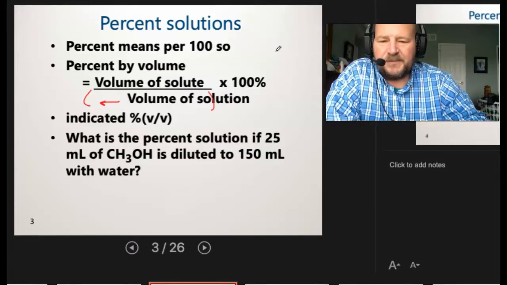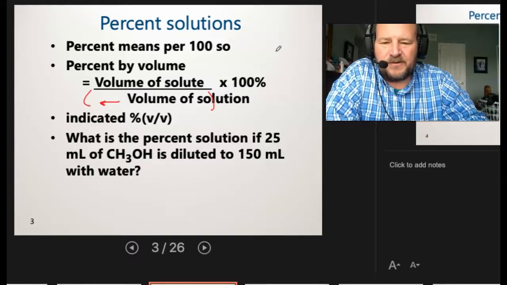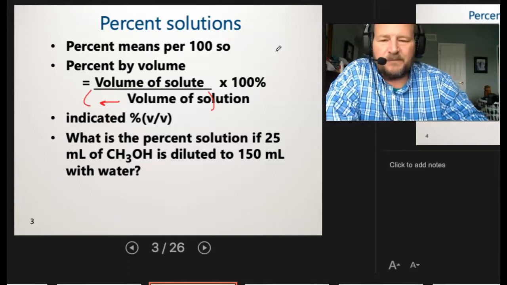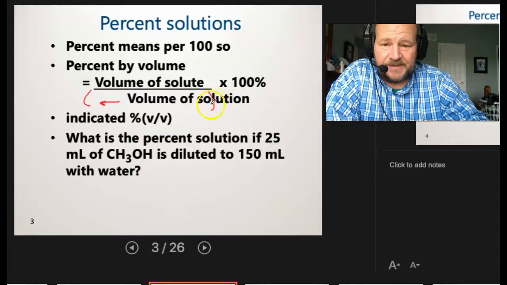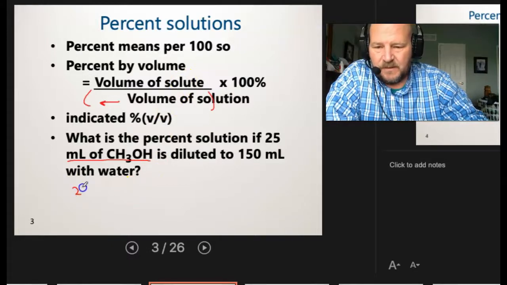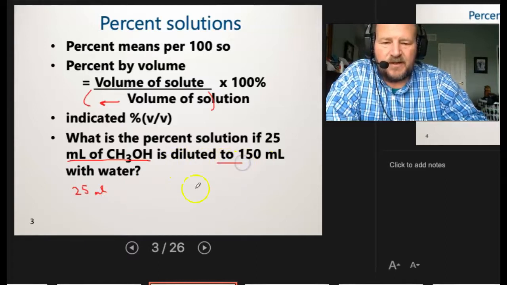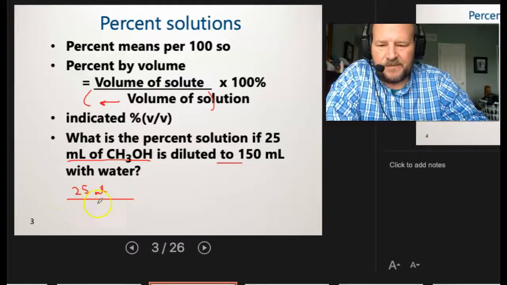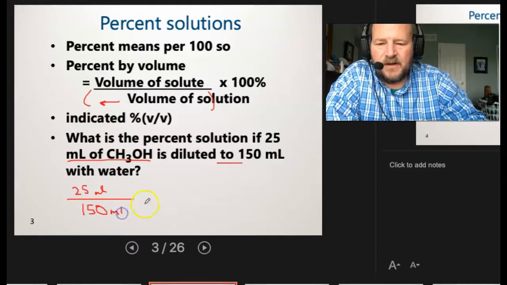Questions will look sort of like this. What is the percent solution if 25 milliliters of methanol is diluted to 150 milliliters with water? And so we're going to figure out which one is our solute and which one is the solution. The 25 milliliters of methanol is going to be our solute. It's diluted to 150 milliliters, that's our final volume, so that's the volume of the solution. So we're going to put 25 over 150 milliliters, and then multiply that by 100%.